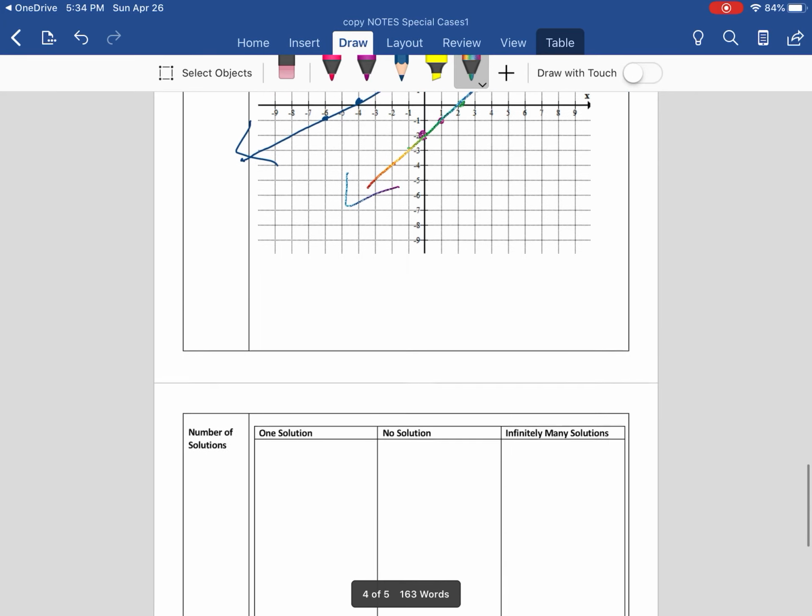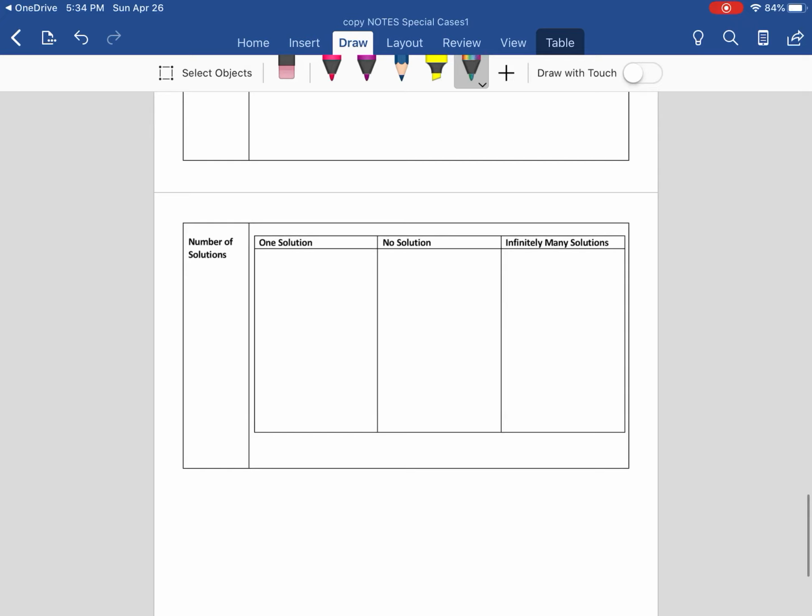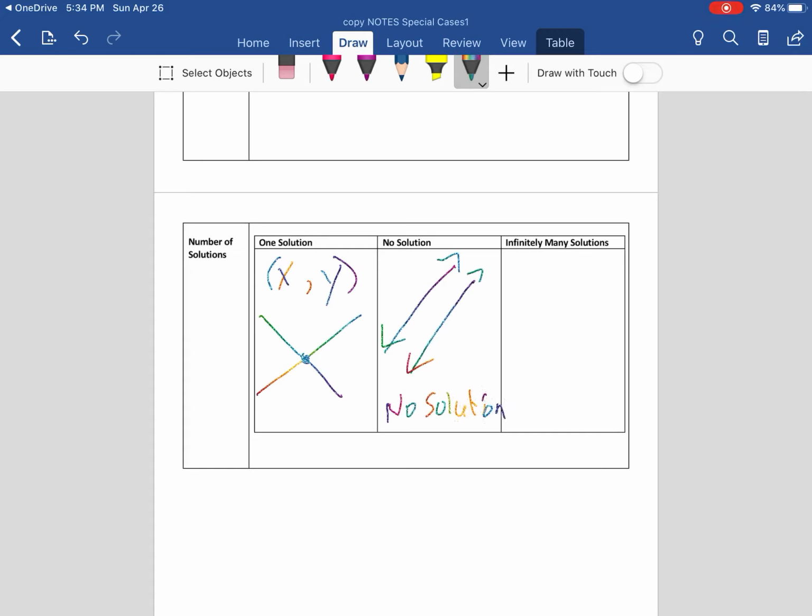All right. So just a recap, if it has one solution, you have to have your answer as an ordered pair. All right, and the lines will cross. The ordered pair is where they intersect. Your X and your Y, you would tell me what those numbers are on your graph. No solution, that means your lines are going to run parallel. And then you would have to write no solution on your graph.